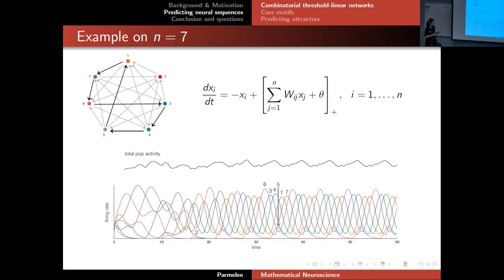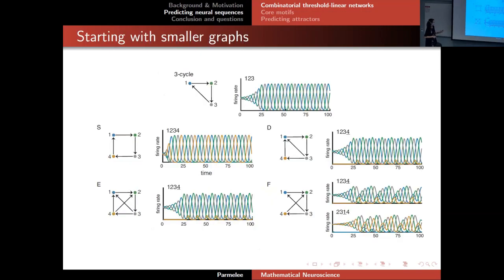So you do what any good mathematician does. You look at smaller examples. Like, I have no idea what's happening with that graph. There's so many edges. I have no idea. So break it down. The very simplest you can get is a 3 cycle.